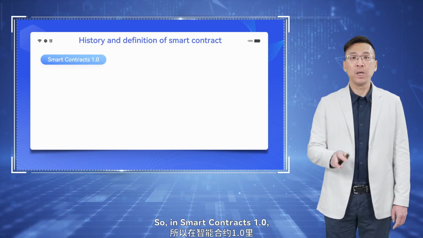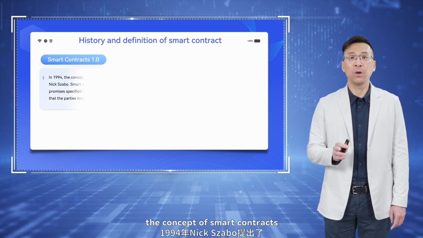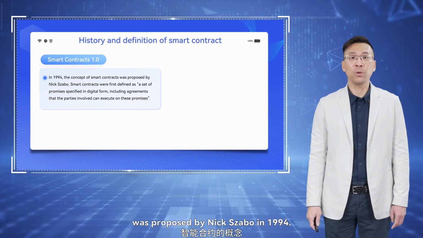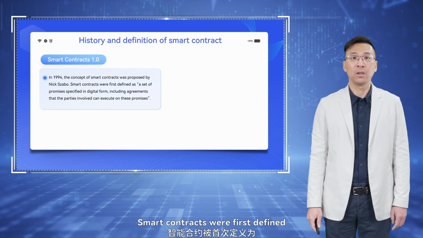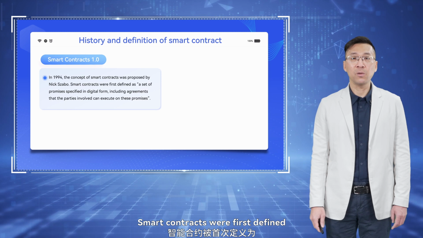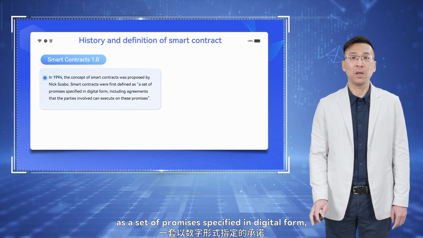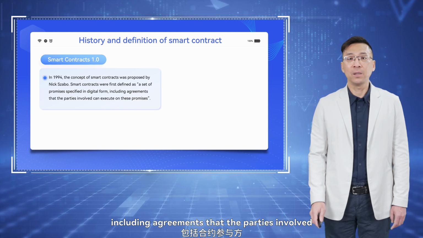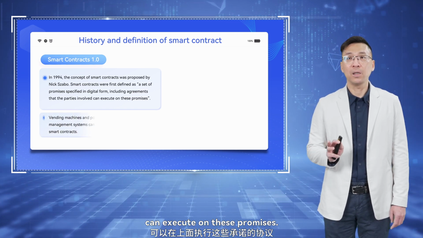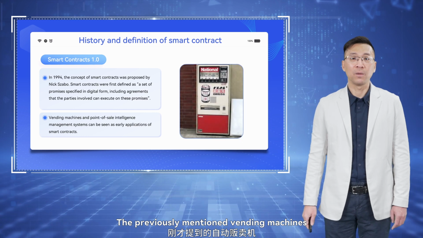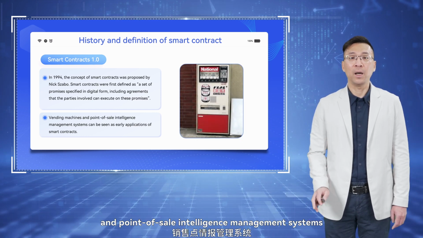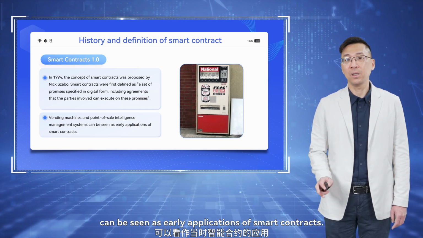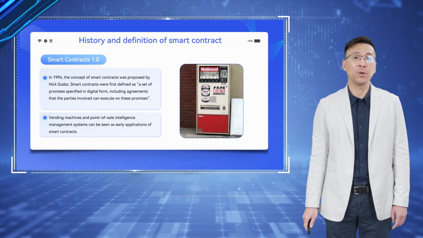So, in Smart Contracts 1.0, the concept of smart contracts was proposed by Nick Szabo in 1994. Smart contracts were first defined as a set of promises specified in digital form, including agreements that the parties involved can execute on these promises. The previously mentioned vending machines and point-of-sale intelligence management systems can be seen as early applications of smart contracts.